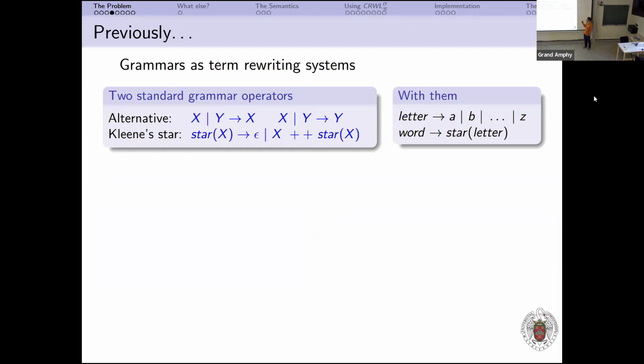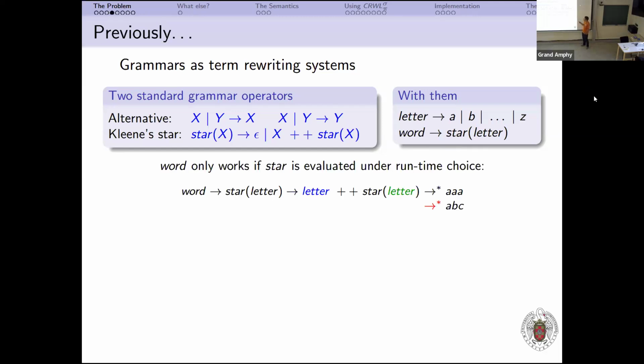So for example, assume we have a program for defining grammars. We have alternative: if you have x ? y, you can get either x or y. You have star, picking with repeat and concatenate, or going to epsilon. You have the choice for letters from A to Z, and a word will be a star. Obviously, this only makes sense under run-time choice, because with call-time choice you will have AAA, BBB, CCCC, but you cannot have words with different letters.